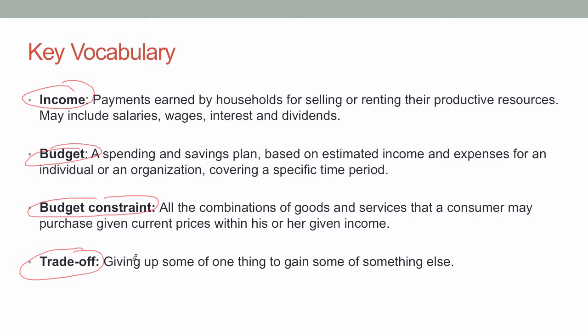Finally, there's trade-offs. Trade-off is giving up some of one thing to gain something else. Maybe I buy an older car, but that lets me take trips, lets me have more gas money and spending money to go out to eat. So these are things to kind of all balance out.